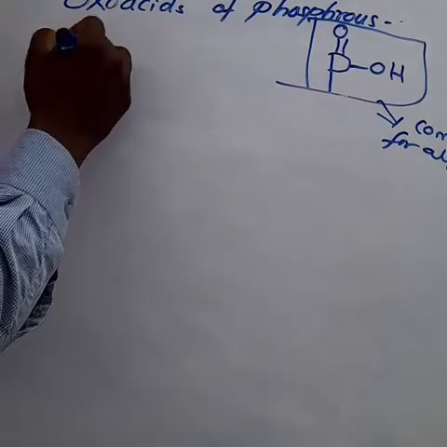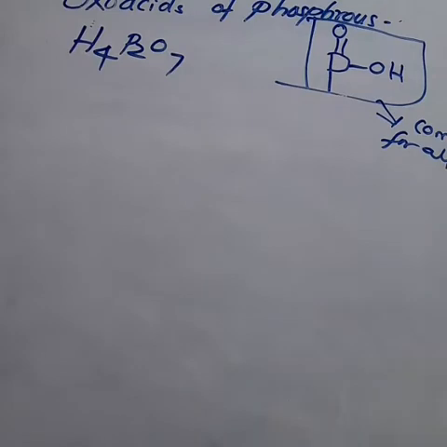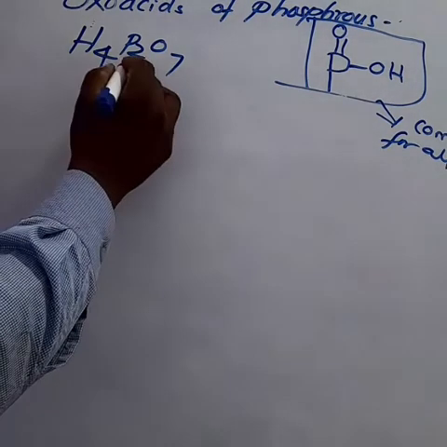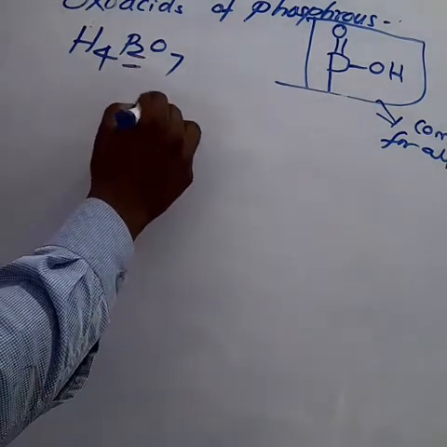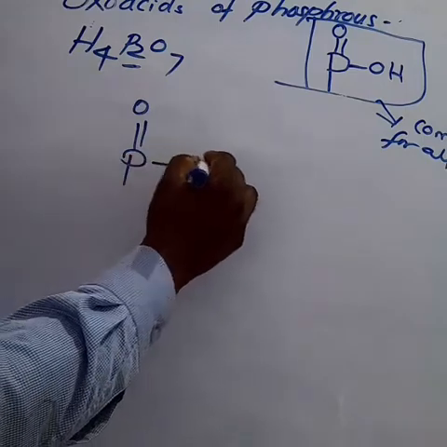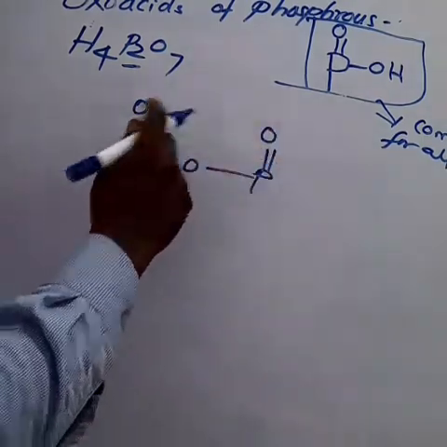Pyrophosphoric acid. Pyrophosphoric acid. Try to learn the formula: H4P2O7. H4P2O7. So here also 2 phosphorus atoms are there. So make it 2 phosphorus. In making the connection here, I am using one oxygen.